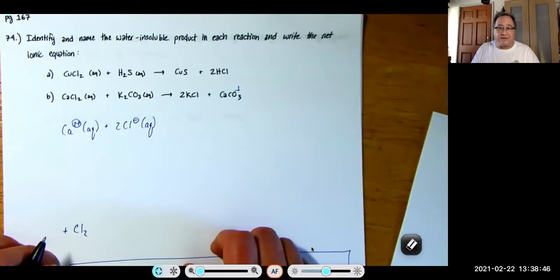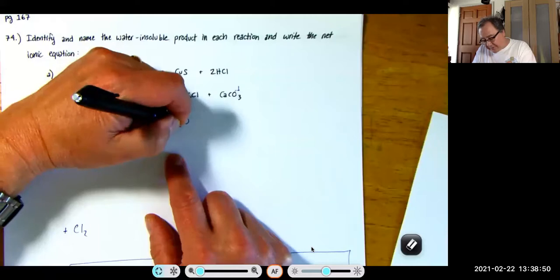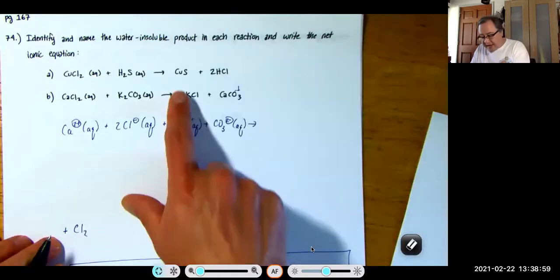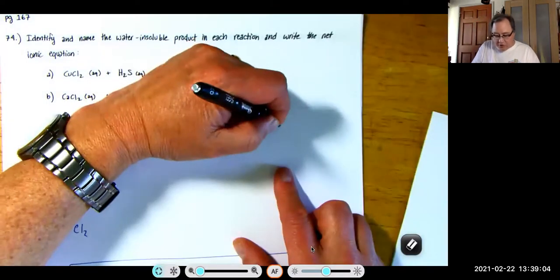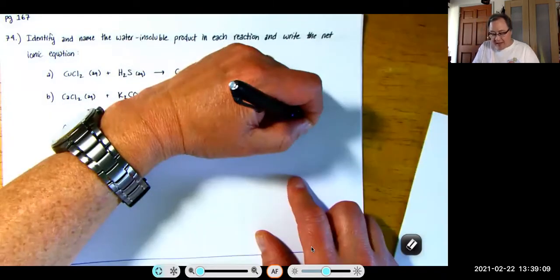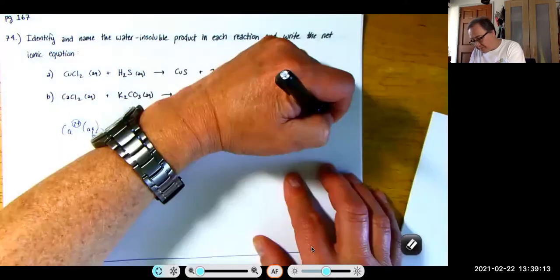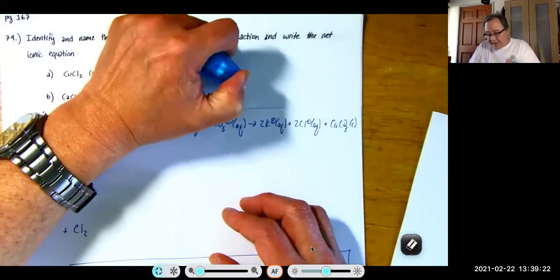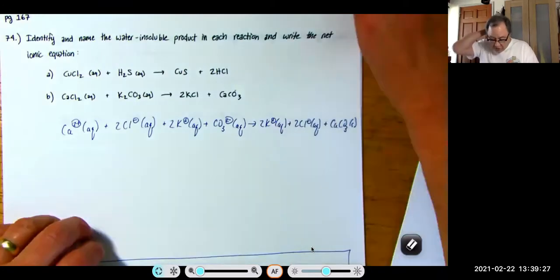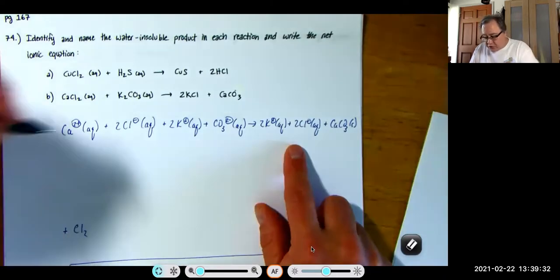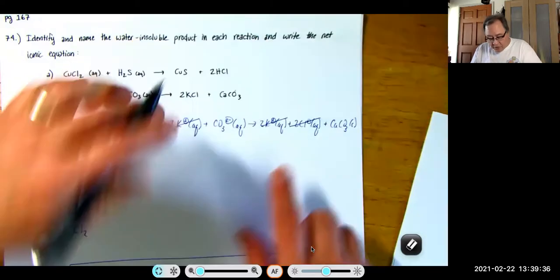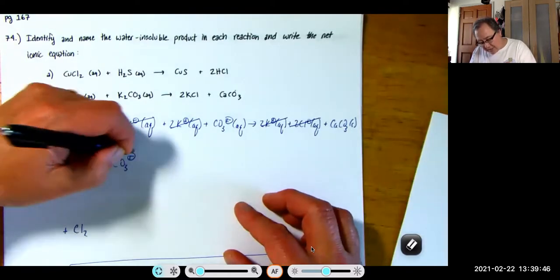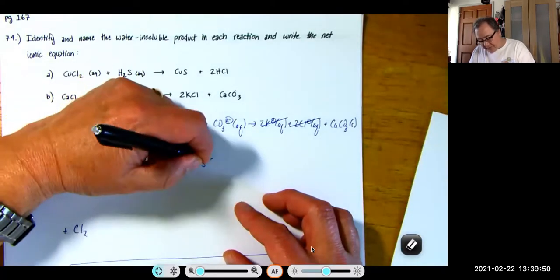So there are two chloride ions, two potassium ions, one carbonate ion, and then I have two potassium ions, two chloride ions, and one calcium carbonate, which is a solid. I know it's a solid because carbonates are not water soluble unless they're combined with things like sodium or ammonium. If we look at the before and after and see what's identical, which are the two chlorides and the two potassiums, they get removed, and we get calcium 2 ion plus carbonate ion makes calcium carbonate solid, and this is called calcium carbonate.